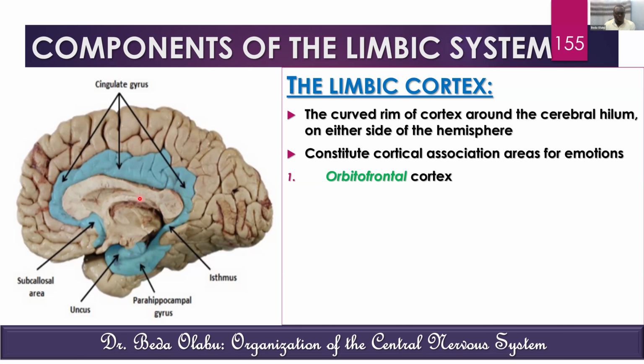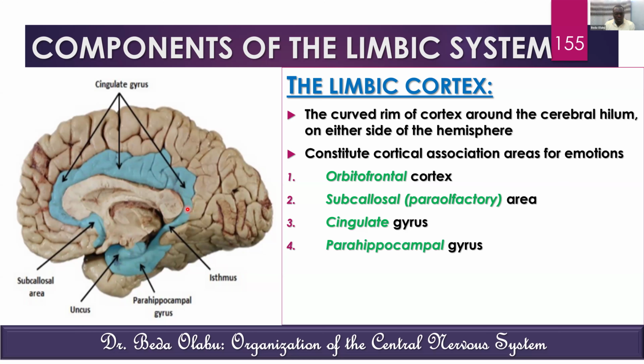There are quite a number of components. So we have what you call the orbitofrontal cortex, which is located slightly lower, not shown in this particular image. We have the subcallosal area there. We have the cingulate gyrus, which is this one. We have the parahippocampus, which is that one. Occasionally, you may see something here called the isthmus. It's just the narrow junction between the cingulate gyrus and the parahippocampal gyrus, as you can see there.